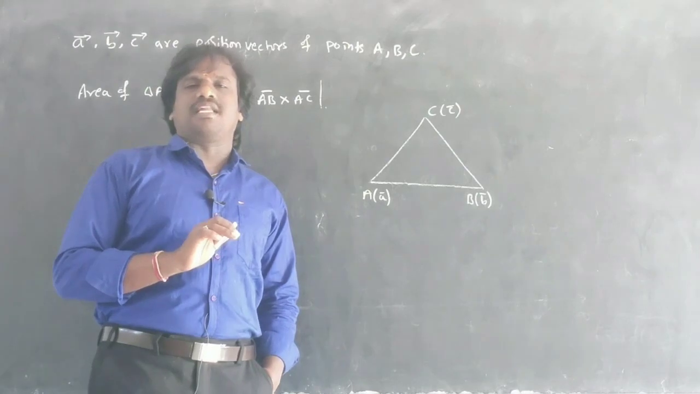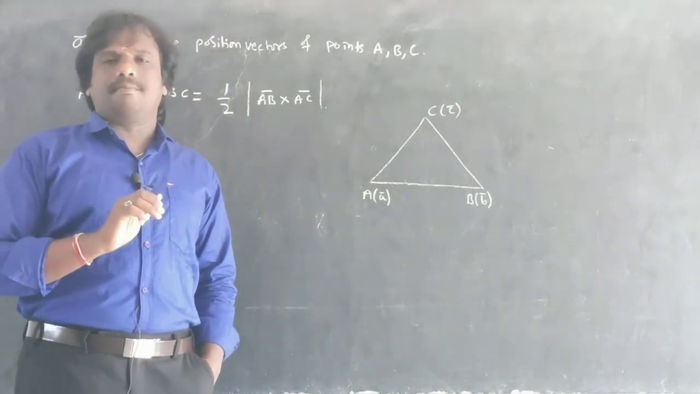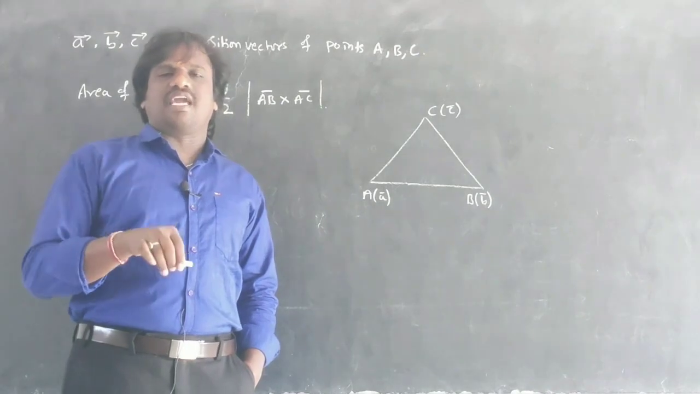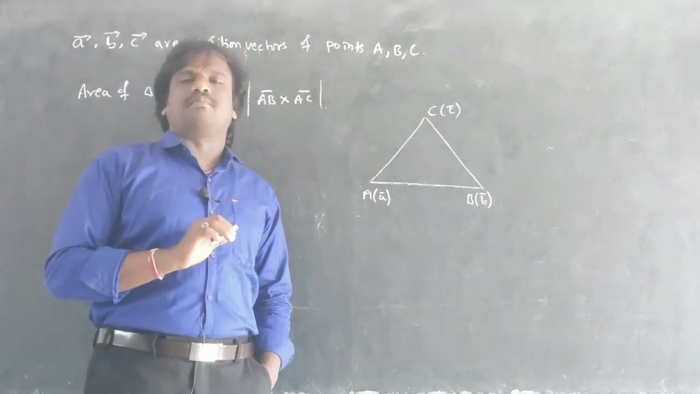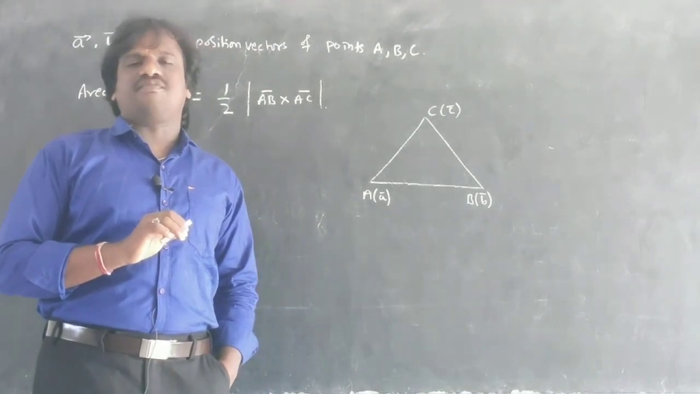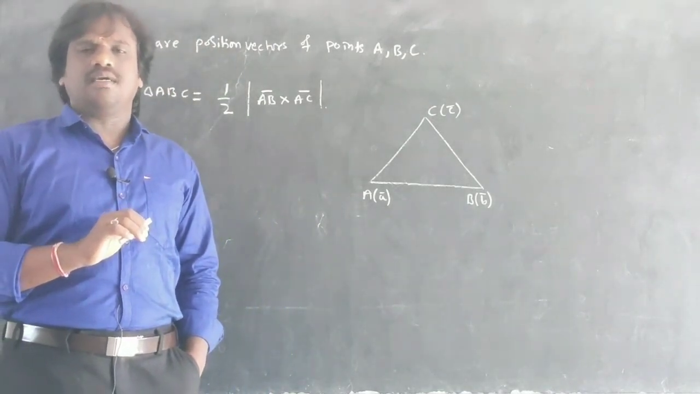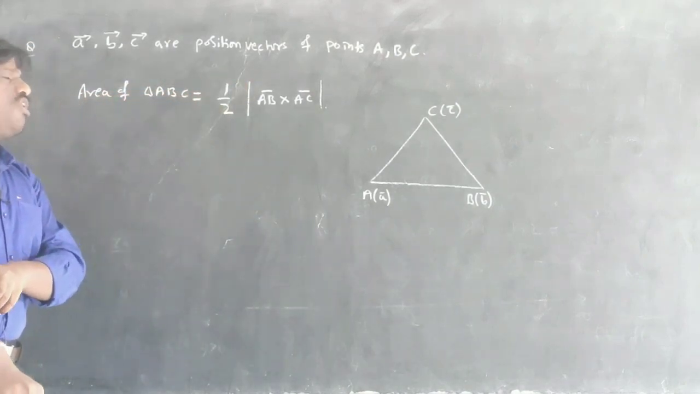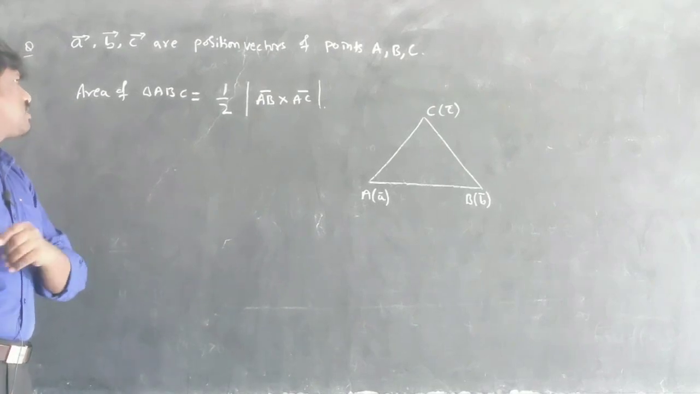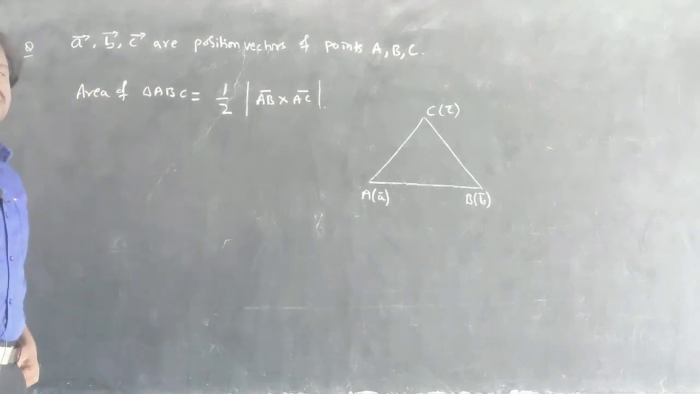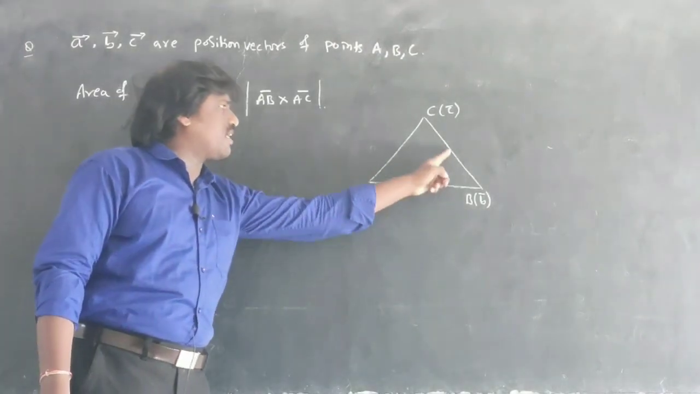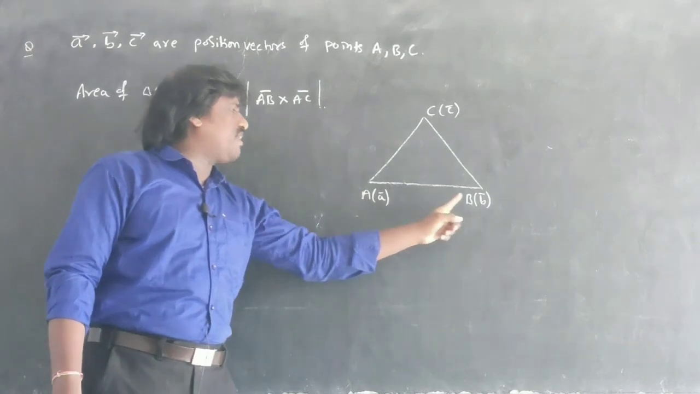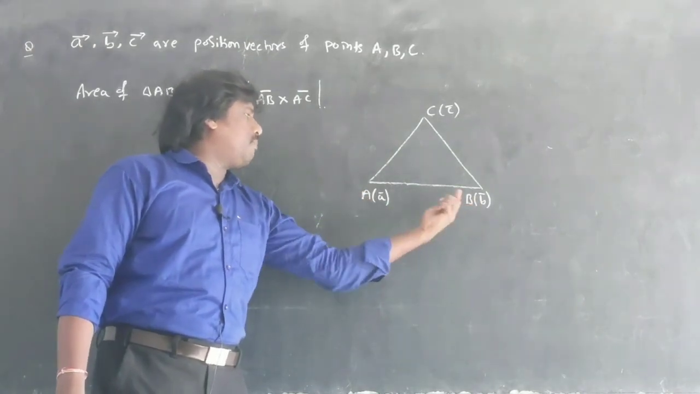Now, yesterday I explained the area of a parallelogram, that is modulus of A cross B, and the area of a triangle, that is half of modulus of A cross B. But in another case, if A, B, C are given as position vectors of points A, B, C, then what will the area of the triangle ABC be? Suppose these are the position vectors they have given, then AB vector will be B minus A.